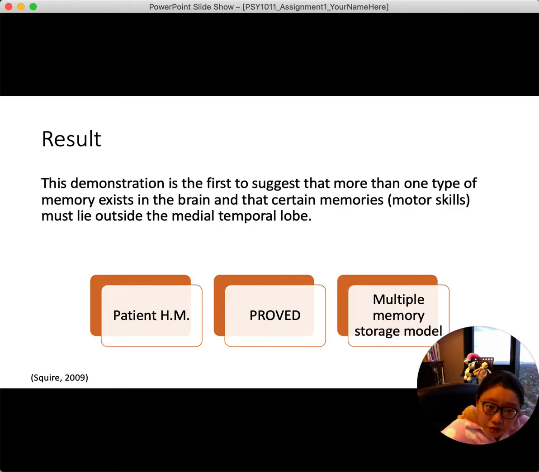The final result of the experiment is that this demonstration was the first to suggest that more than one type of memory exists in the brain and that certain memories must lie outside the medial temporal lobe. This result perfectly supports the multiple memory storage model. The memory systems are separate and each of the systems can perform a different function.